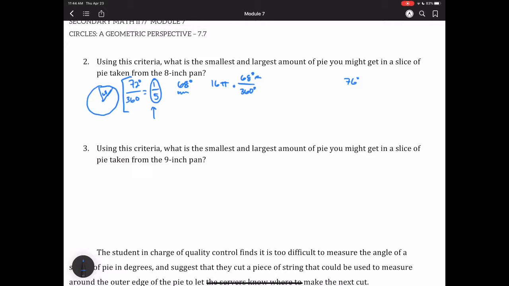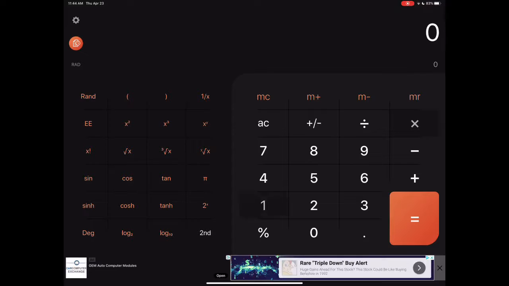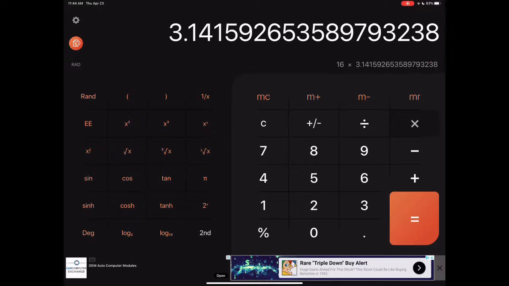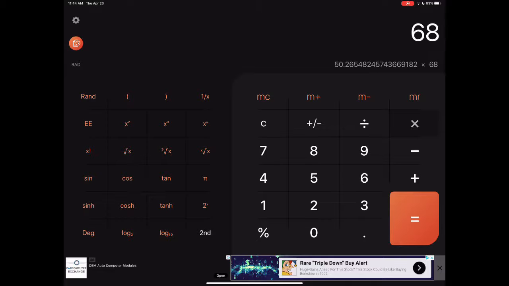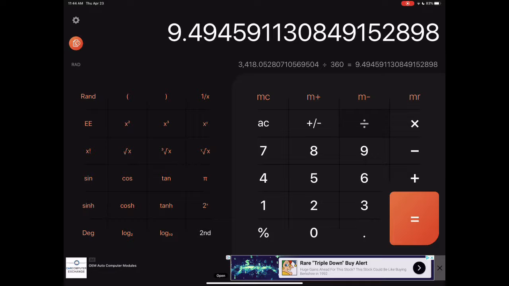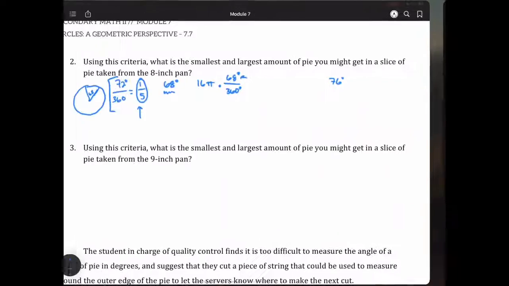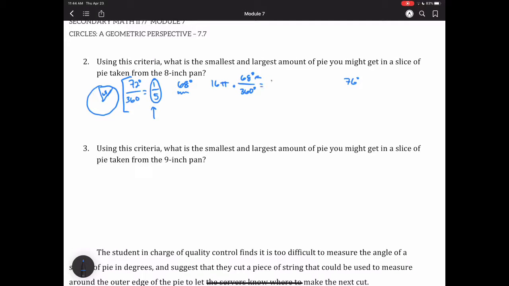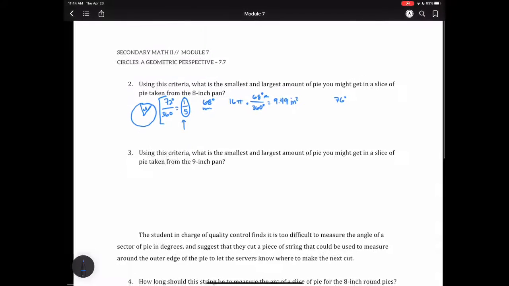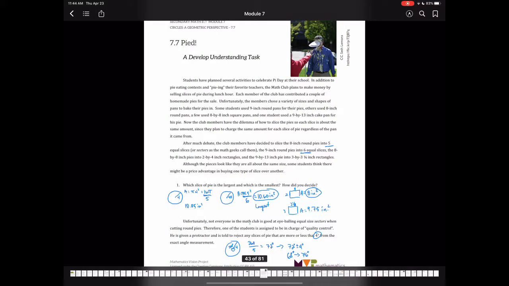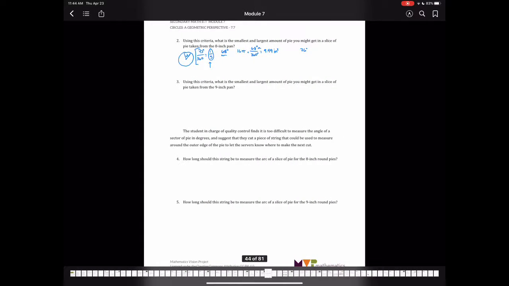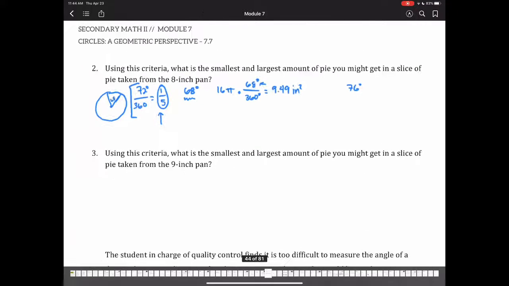So I'm multiplying 16 times pi times 68 degrees, and then divided by 360 degrees. I've included that fraction there. So that slice of pie is actually only 9.49 square inches, which is interesting. If we look back at our other page, that's more than a whole half square inch less that we're getting, okay?